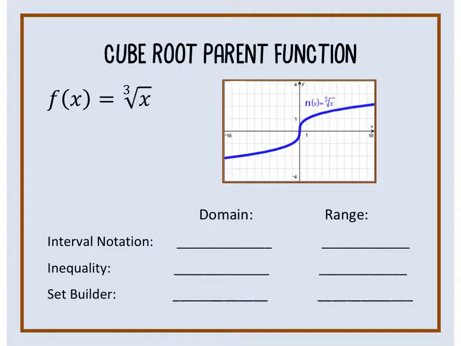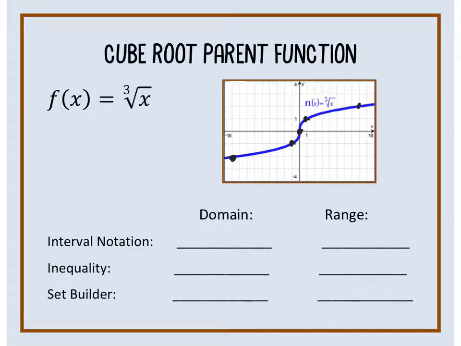So the parent function of a cube root looks like this. As we can see, it goes through (0, 0). And it has a little curve on both sides because we're taking the cube root of x. So the numbers that we can use: the cube root of 1 is 1, and the cube root of 8 is 2. It also works backwards. The cube root of -1 is -1, because -1 to the third power is -1, and then we have -8, -2. So those are the points that we're basically going to be transforming.